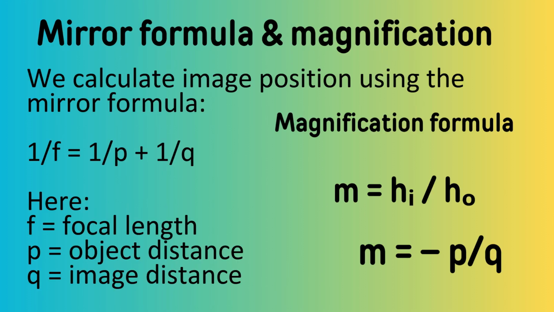Finally, let us look at some important formulas. The mirror formula is 1/f = 1/p + 1/q. Here, f is the focal length, p is the object distance, and q is the image distance. The magnification formula is m equals image height over object height, or m = -q/p. This formula helps us determine the size and nature of the image.